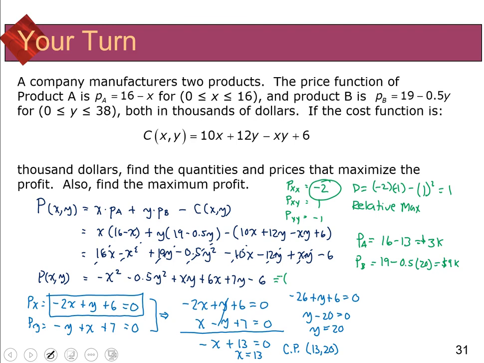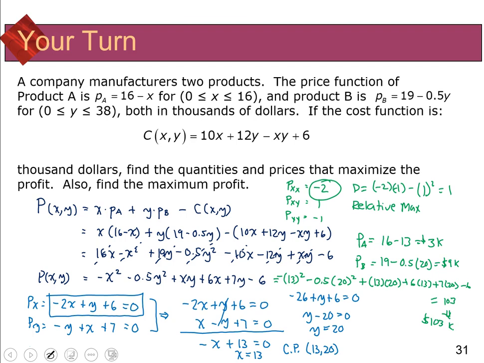negative 13 squared minus 0.5 times 20 squared plus 13 times 20 plus 6 times 13 plus 7 times 20 minus 6. And when I do that, I get 103, which indicates $103,000.